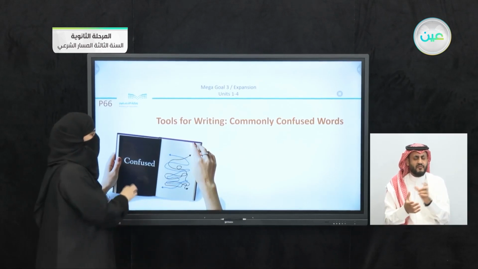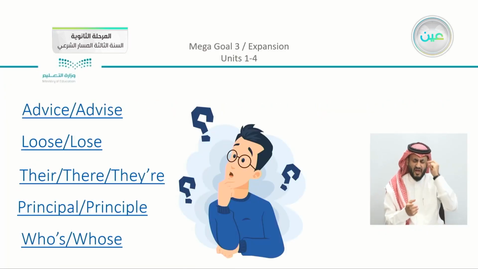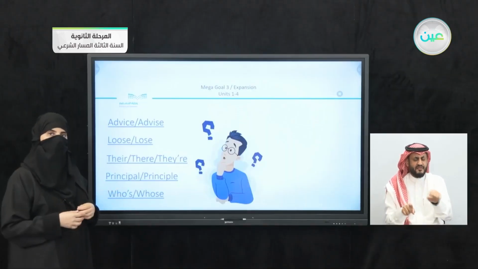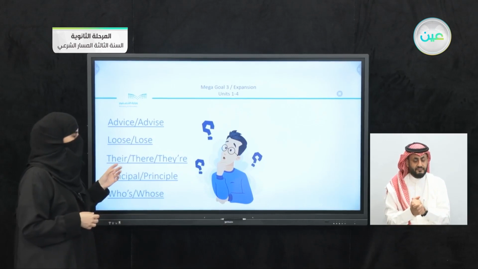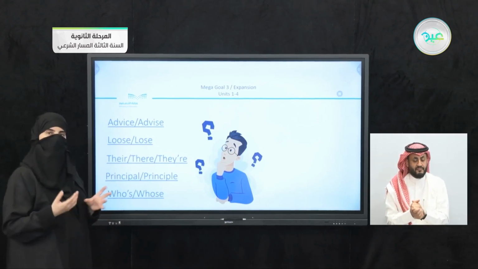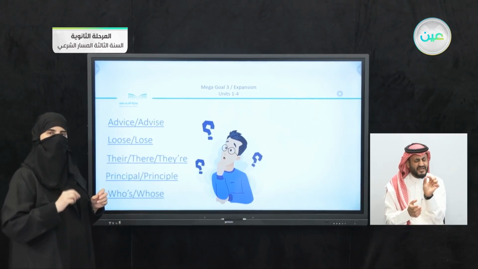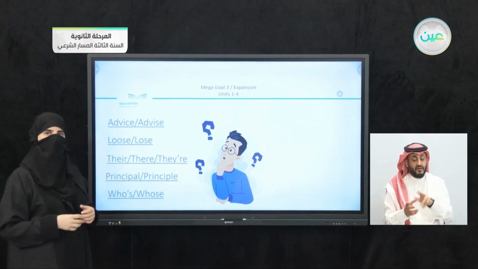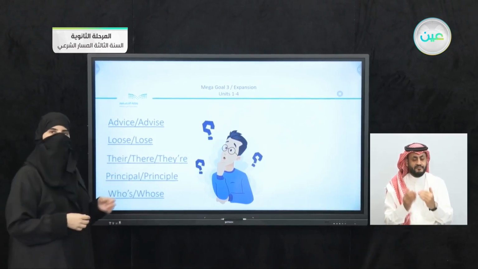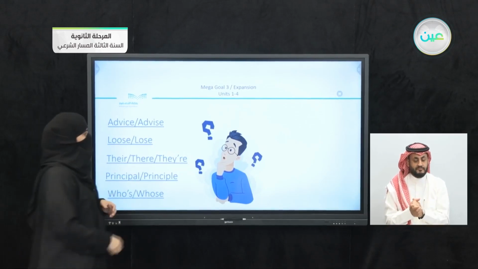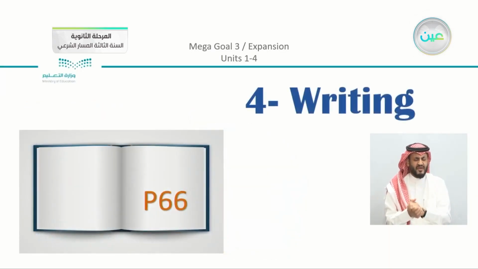What does this mean? We say that some words confuse you. For example, we have here advice and advise. They are very close. Also, loose and lose. We have here their and there. Now we can see that they are very similar in pronunciation. We have here principal and principle also. So what is the difference? You can see there is a slight spelling difference that gives a completely different meaning. And we have here who's and whose. Now these are just examples of some words that might confuse you.